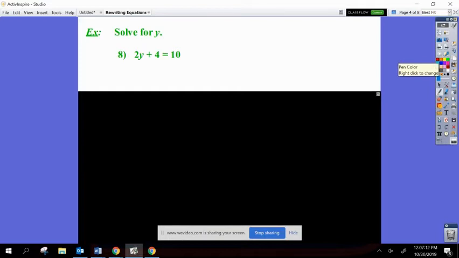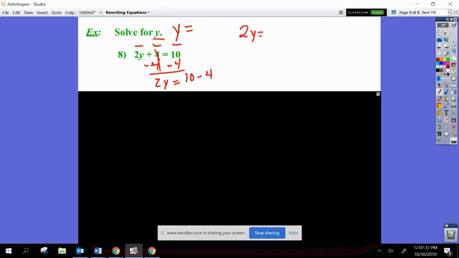Here's another example, question 8. Solve for y. In other words, make it y equals. That's what solving for y is, getting just the y by itself. There are 1, 2, 3 terms. I want to get the term that contains my y by itself. So I will subtract the stuff that's not y. I'll have 2y equals. Now 10 minus 4, I know what that is, but just to play it out, let me do 10 minus 4. I have 2y equals 10 minus 4.